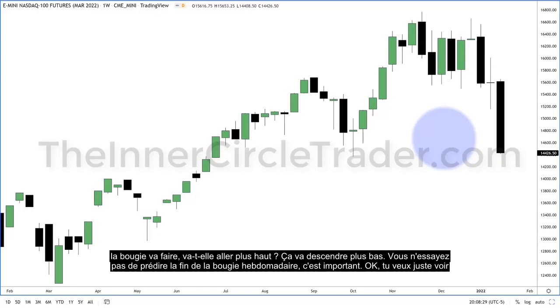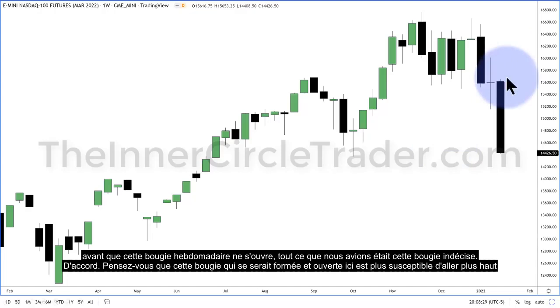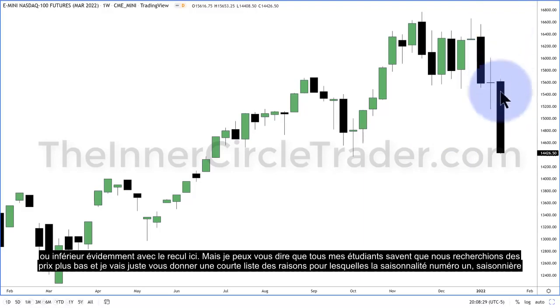You're not trying to predict the close of the weekly candle. That's important, okay? You just want to see, before this weekly candle opened up, all we had was this indecisive candle, okay? Do you think that this candle that would have formed and opened here is more likely to go higher or lower? Obviously, with the benefit of hindsight here, but I can tell you, all of my students know we've been looking for lower prices, and I'll just give you a quick short list of the reasons why.